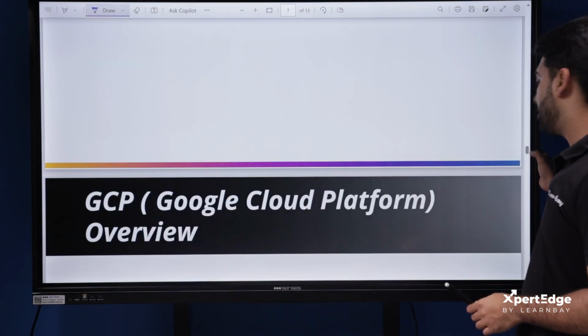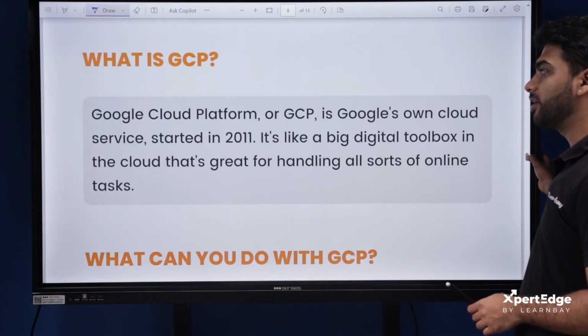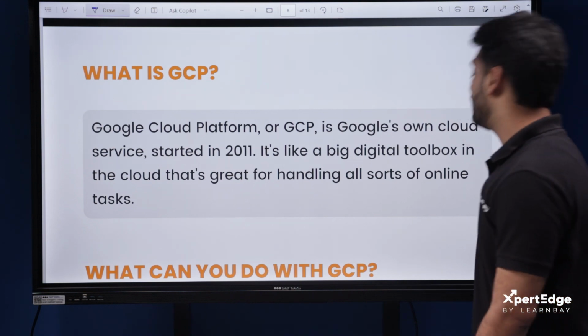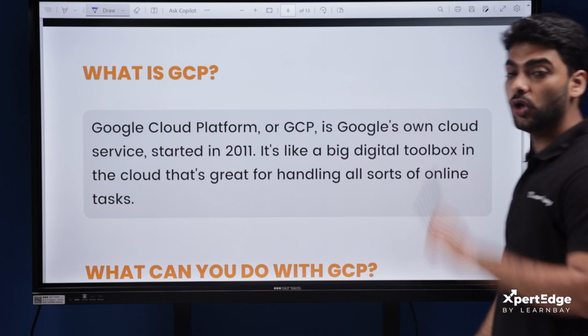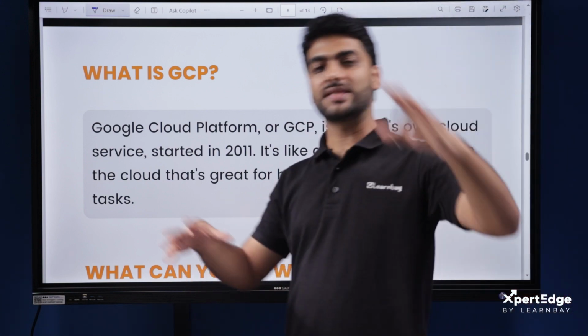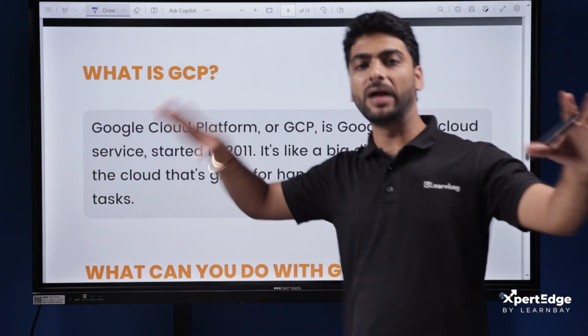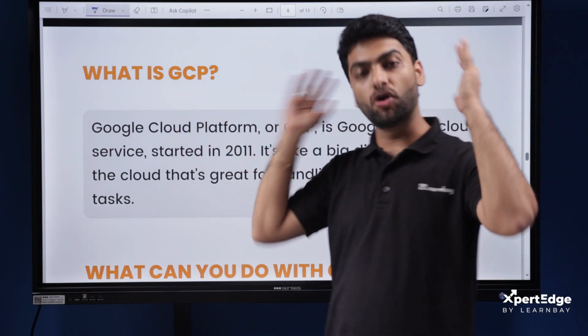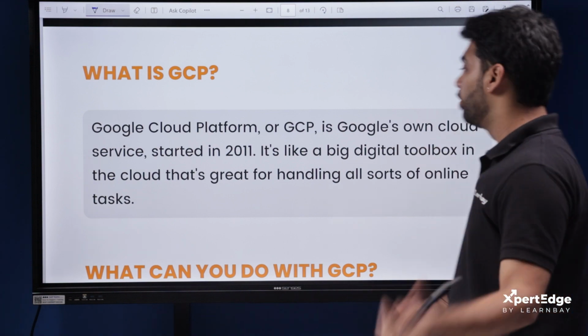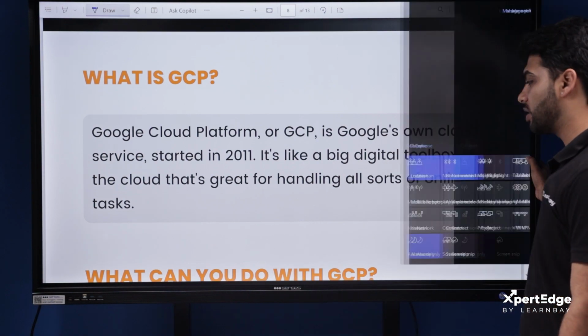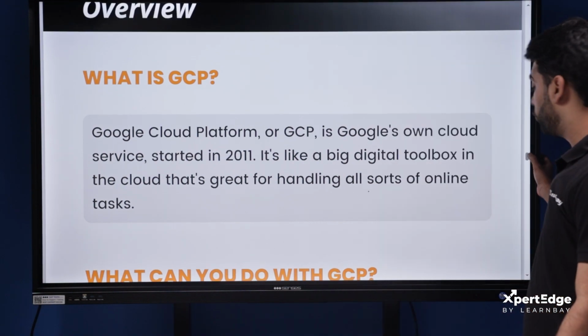we move on to GCP, that is Google Cloud Platform, created by Google in 2011. It is a very big digital toolbox in the cloud that's great for handling all sorts of online tasks. So again, it is like something like a Bahubali. It can do everything. It can handle a lot of online tasks, created by Google. Obviously, it will have a far more reach, right? Created in 2011. Then what can you do with GCP?